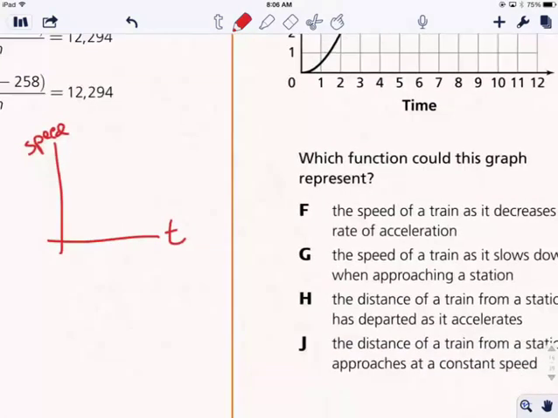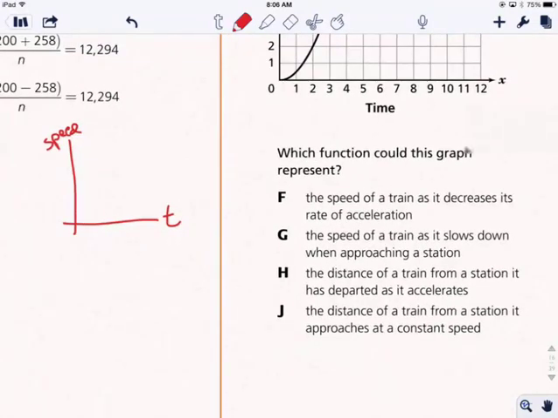So it's decreasing its rate of acceleration, which means that, well, if the train had a constant acceleration, it would look like that. It would be a straight line, right? The speed is increasing at a constant rate. But that's not what's happening for f here. For f, the graph is going to look like this, right? The graph is kind of curving downward because the acceleration is decreasing.